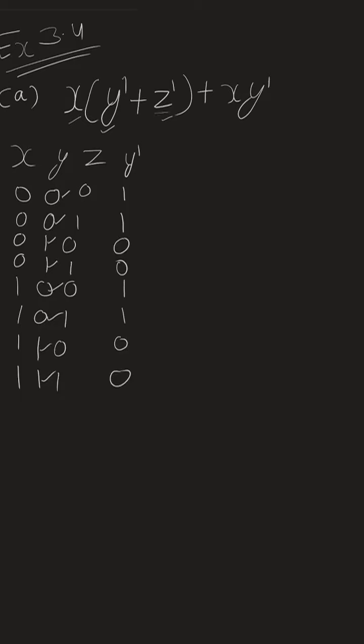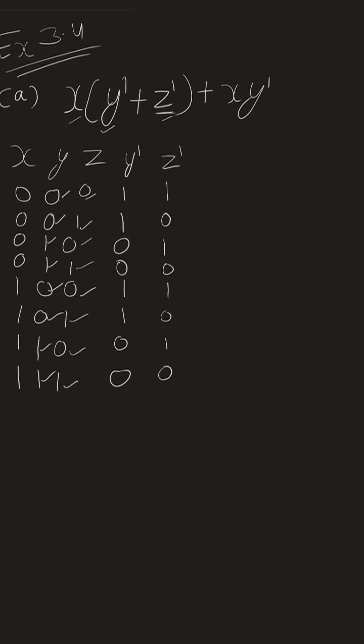Now we need z complement. So you can write down here z complement. 0 reverts to 1, 1 to 0. Why? Because complement means revert. So 1, 0, 1, 0, 1, 0, 1, 0.